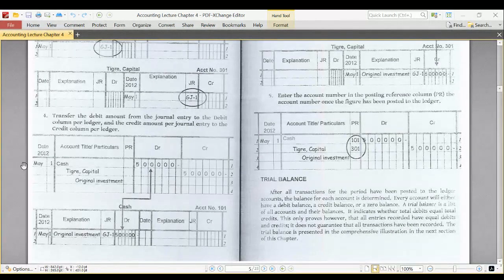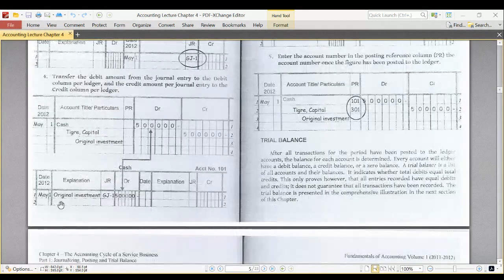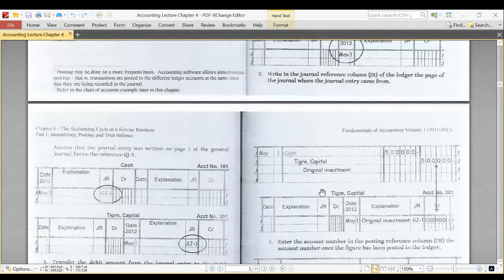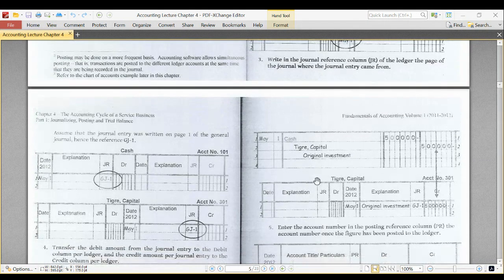Di ba, kanina sa book ng journal, ito yung itsura. Debit, cash, credit, tiger, capital. Pag ililipat mo na yan or ipopost mo yan sa journal, ganito yung magiging itsura. O, explanation, date, explanation, and the amount. So, dahil sa first transaction natin, debit yung cash, edi nasa debit side siya. And then, pag dito naman sa capital, tiger capital, date, explanation, and then credit side siya.